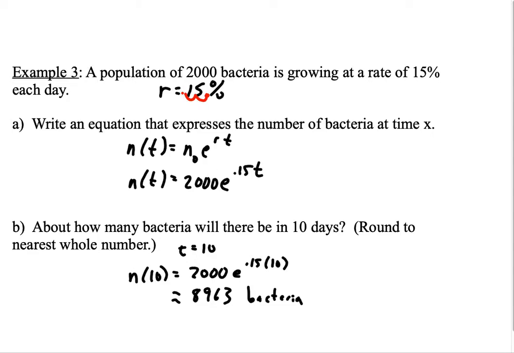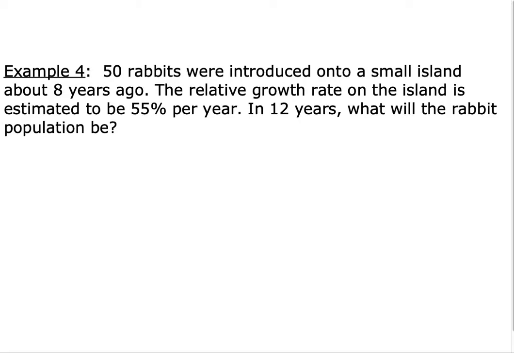All right, so let's do another population growth problem. Now we've got 50 rabbits on a small island about 8 years ago. The relative growth rate on the island is estimated to be 55% per year. In 12 years, what will the rabbit population be? Since it was 8 years ago that we started with 50 rabbits, and then we want to know an additional 12 years, that's a total of 20 years. We usually don't do a problem like this, but in this case, our T value is going to end up being 20. So A is 50, and R is 55% written as a decimal.